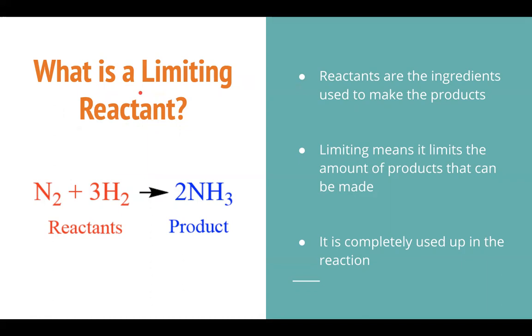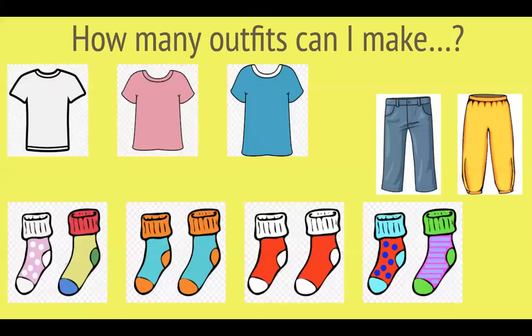Okay, so we know what a reactant is, and now we just need to know what limiting means. Limiting means literally to limit. So it's going to limit the amount of product that we can make. And also, we need to know that in a reaction like this, the limiting reactant is going to be completely used up in the reaction. There will be none left over. We use all of it. So there you go.